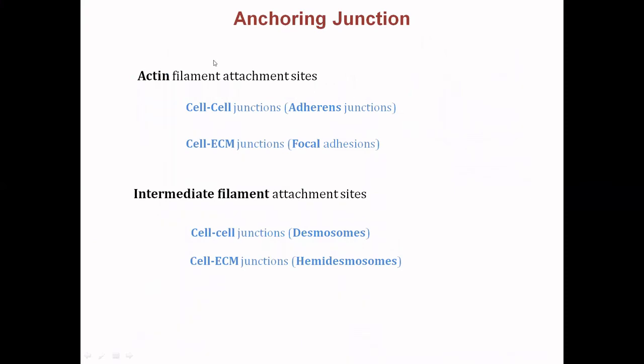So based on which cytoskeletal element is involved, the anchoring junction is of the following types. When it is actin and it is cell-cell junction, it is called the Adherens junction. When it is cell and extracellular matrix, it is focal adhesion. When the intermediate filament is involved, it is cell-cell junction, it is desmosomes, and when it is cell extracellular matrix, it is the hemidesmosomes.